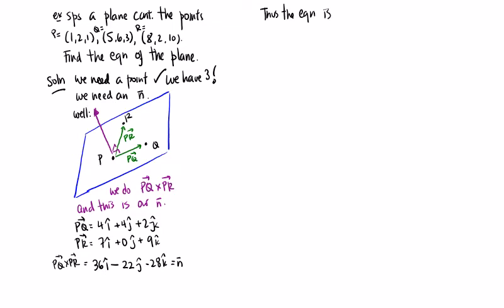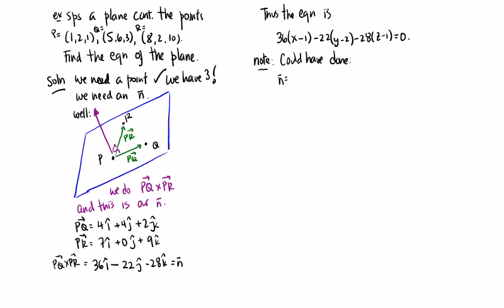So thus we know the equation is then 36. Remember, I take the coefficients from the components of n, those become the coefficients, and I'm going to use P as a point because we had 3. I'm going to use the first one. So 22 (y minus 2), and then minus 28 (z minus 1), and that's equal to 0. I'm not going to simplify this for now, but the note that I'll end on is we could have done lots of the following.